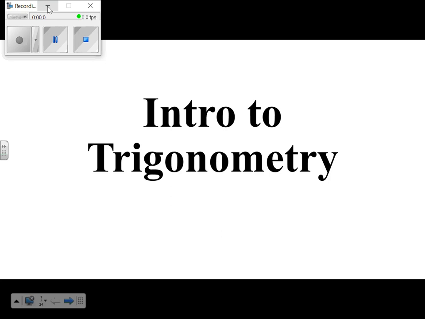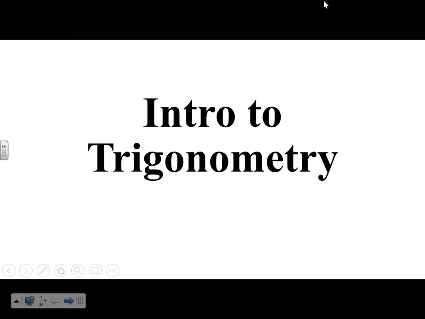This lesson is an intro to trigonometry. Before we even start, you need to make sure that your calculator is in degree mode. If you're using a TI-83 or a TI-84, it's the button that's right next to the second button. It's blue on my calculator, but it says mode. You click that, scroll down 2 or 3, and there's a choice between radian and degree. You want to make sure you select degree.